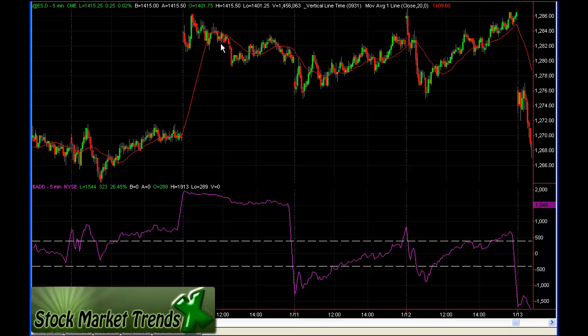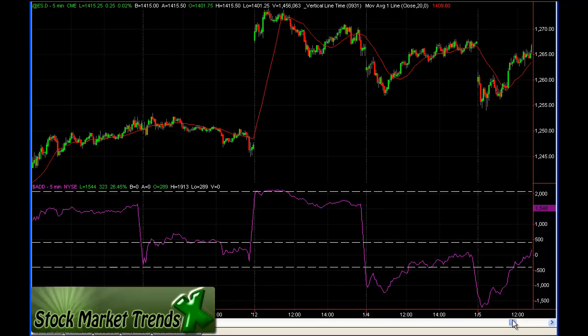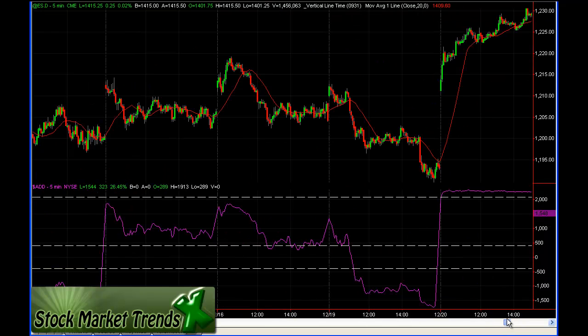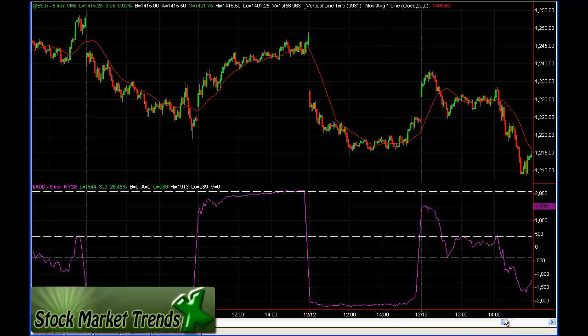Here's another example: big breadth reading up early, and then it just kind of chops throughout the day. I guess this might have been a good short here, but mostly it was just choppy. So that's how I use the breadth in my trading. You may use it differently.